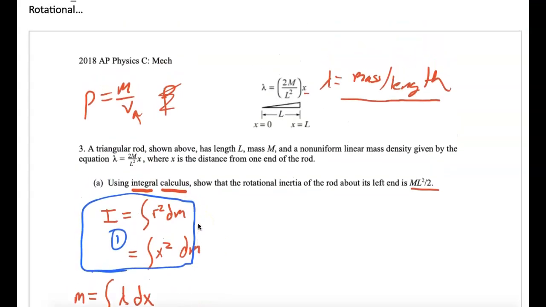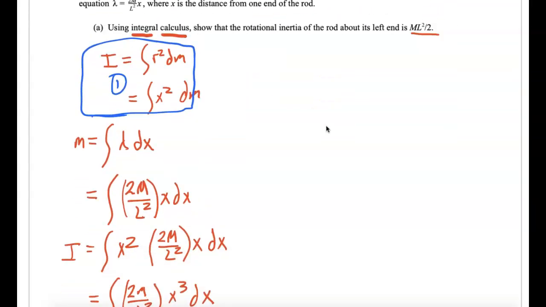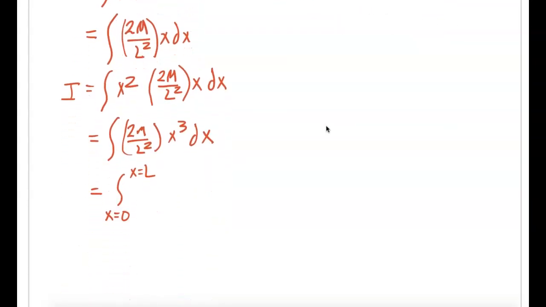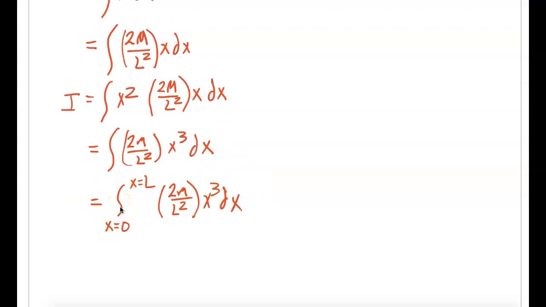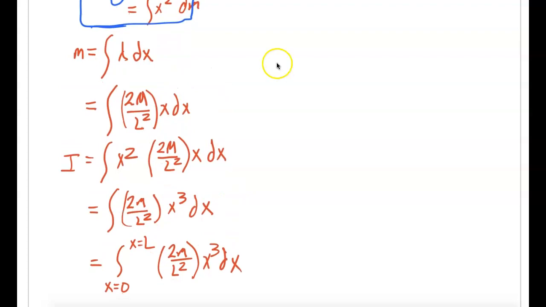So the object has a length, and it's represented by x equals 0 and x equals L. So those are our limits on this. And now we can go ahead and put in our equation again. So that's 2m over L squared times x cubed dx. So now we have our equation. We need to actually do the integration. So let's go ahead and do the integration.